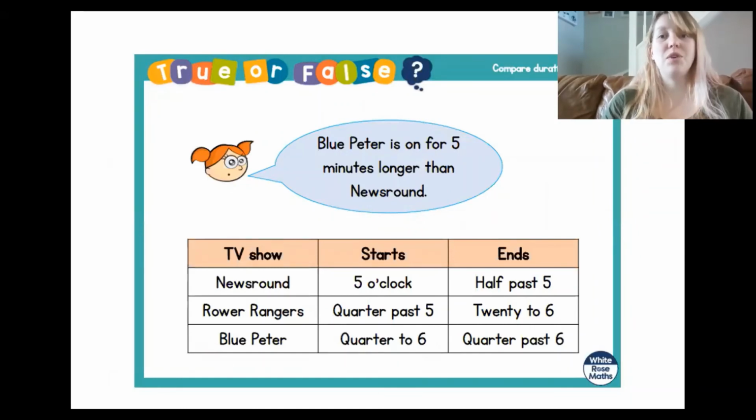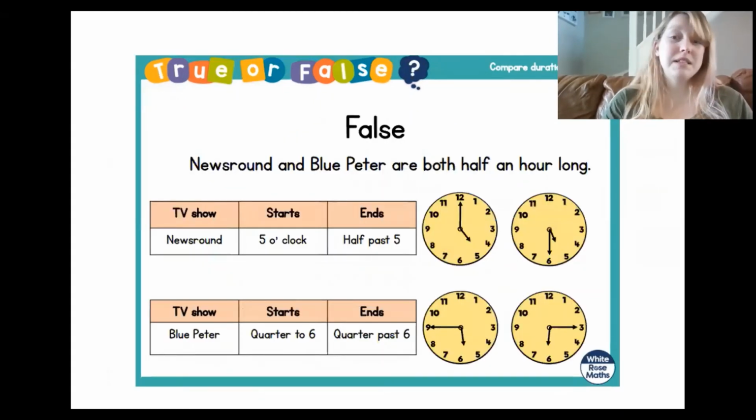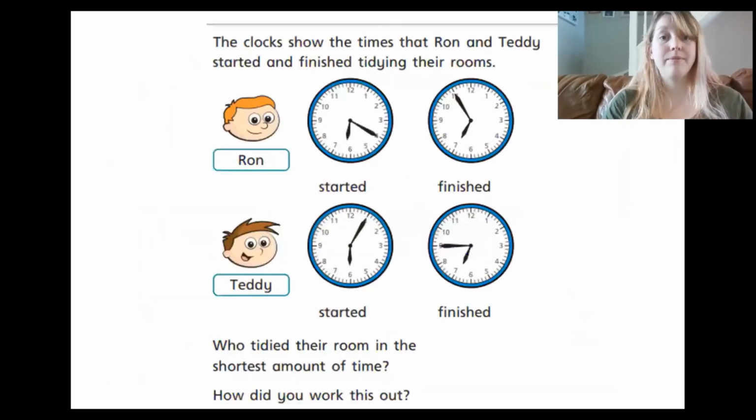Now time for your true or false question. Blue Peter is on for 5 minutes longer than News Round. True or false? Pause the video now and answer the question. Now, of course, this is false. News Round and Blue Peter are both half an hour long. Pause the video now and have a go at this challenge question.